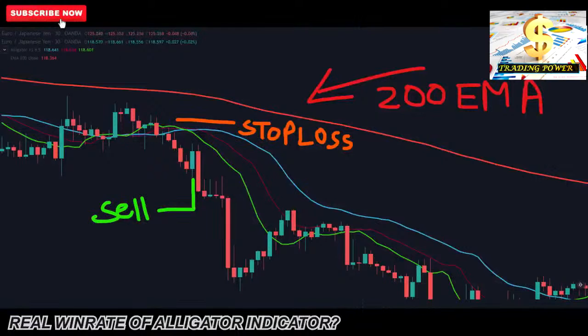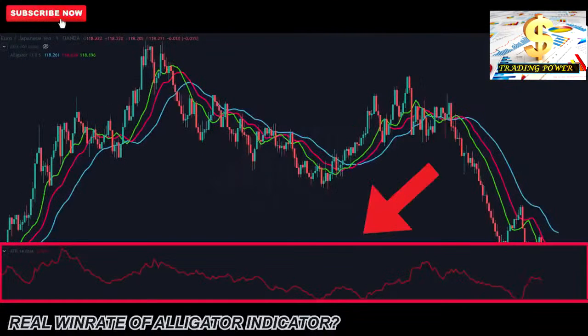Furthermore, if you don't like setting your stop loss below or above the crossover, you could use the ATR stop loss. That's right. You can use the ATR indicator to set your stop loss. I have made a detailed video on the ATR indicator, and I also explained how to use it with the alligator strategy in my last alligator video.